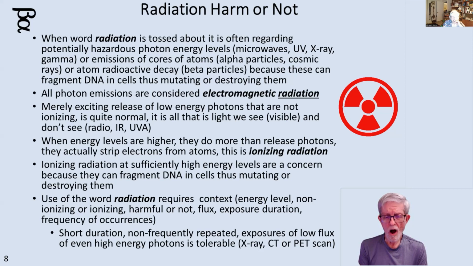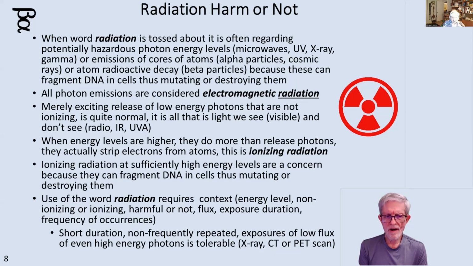So all photon emissions are considered electromagnetic radiation. If they're low enough, we don't see them. If they're low enough, they're not ionizing. They don't ionize. They just excite atoms into producing photons that we can see as visible light. But then there's the parts that we don't see, like radio, infrared, and ultraviolet.